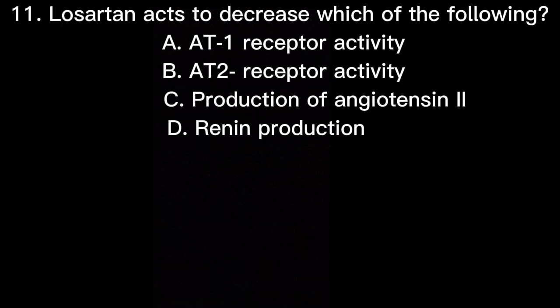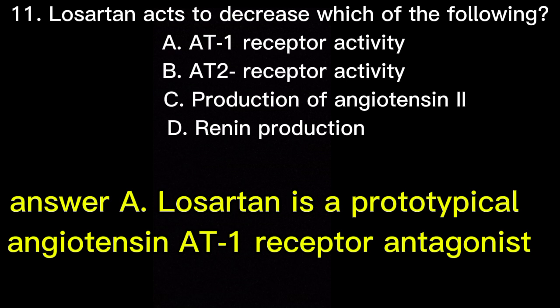Question number 11. Losartan acts to decrease which of the following? A. AT-1 receptor activity. B. AT-2 receptor activity. C. Production of angiotensin II. D. Renin production. Answer A. Losartan is a prototypical angiotensin AT1 receptor antagonist.